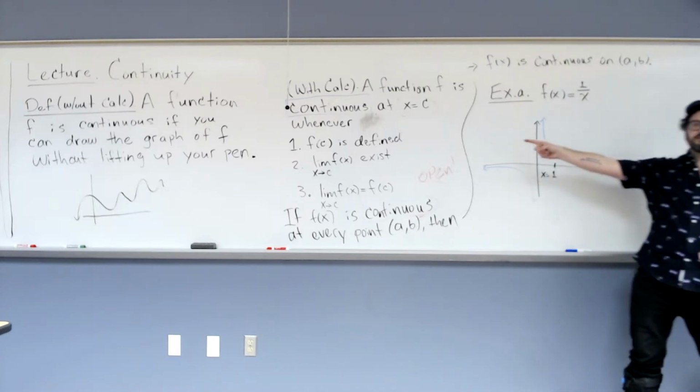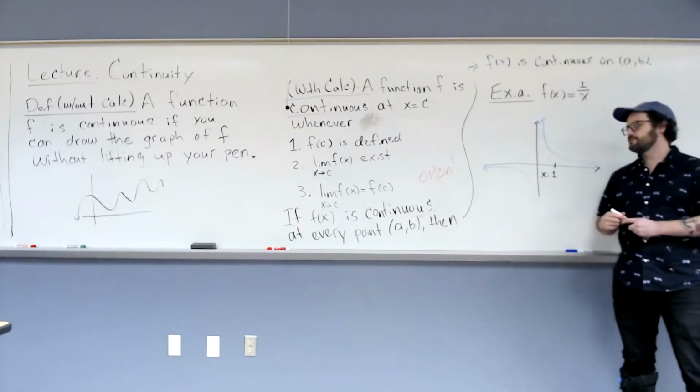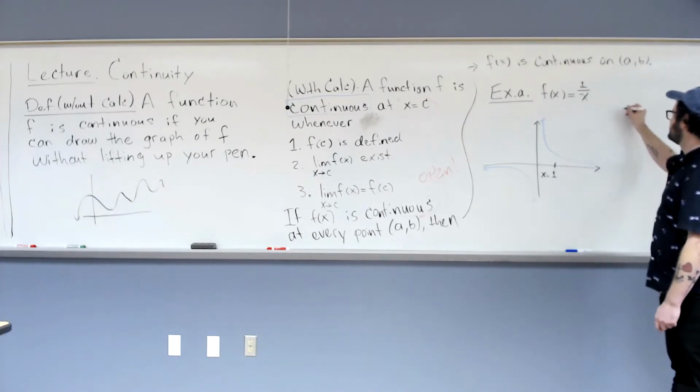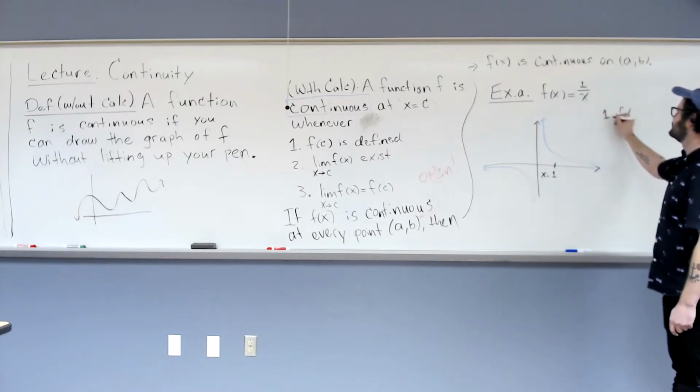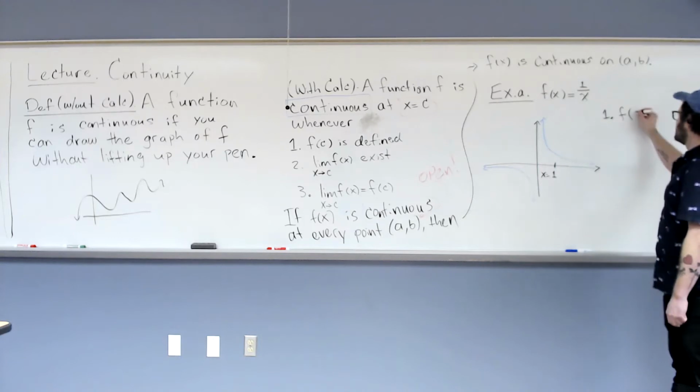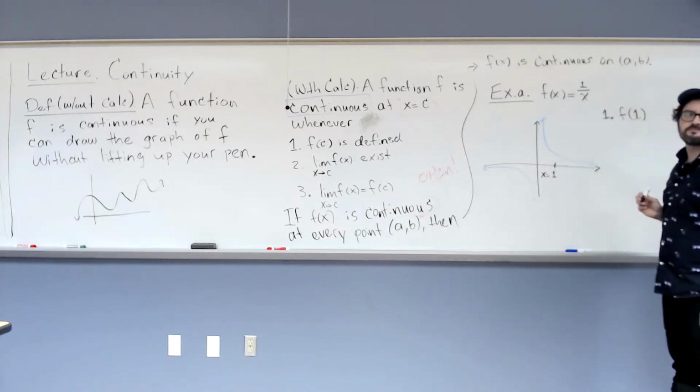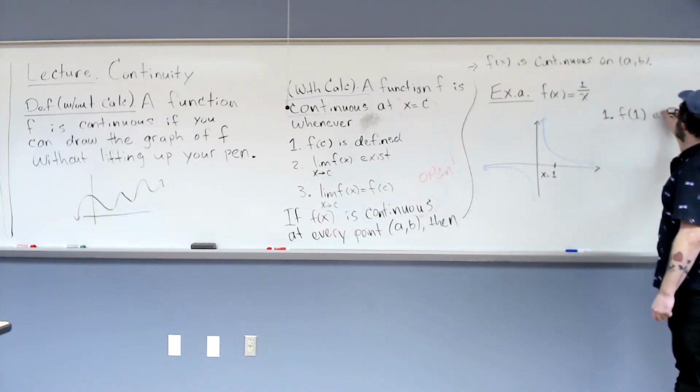Well, go through your list, right? So does f of 1 exist? This is like part 1 of that list. Yes, right?